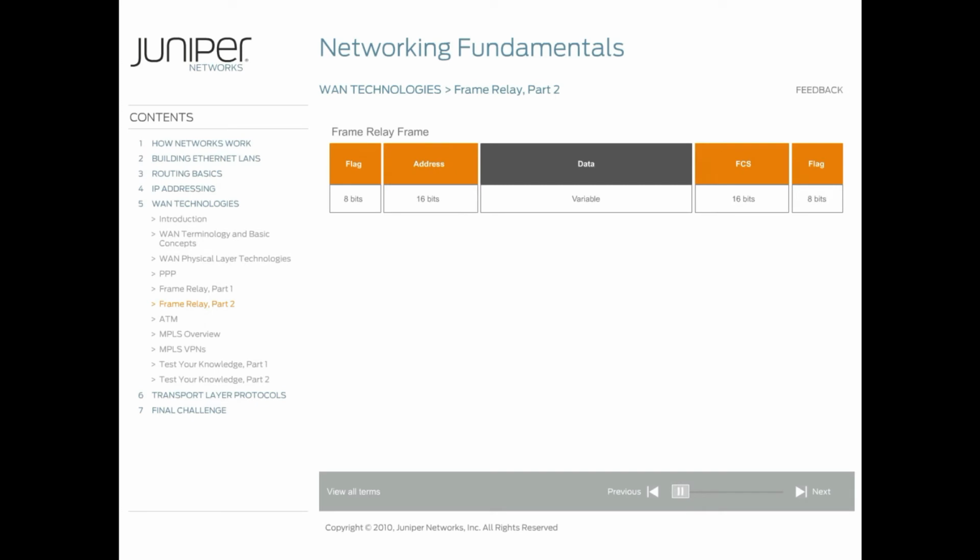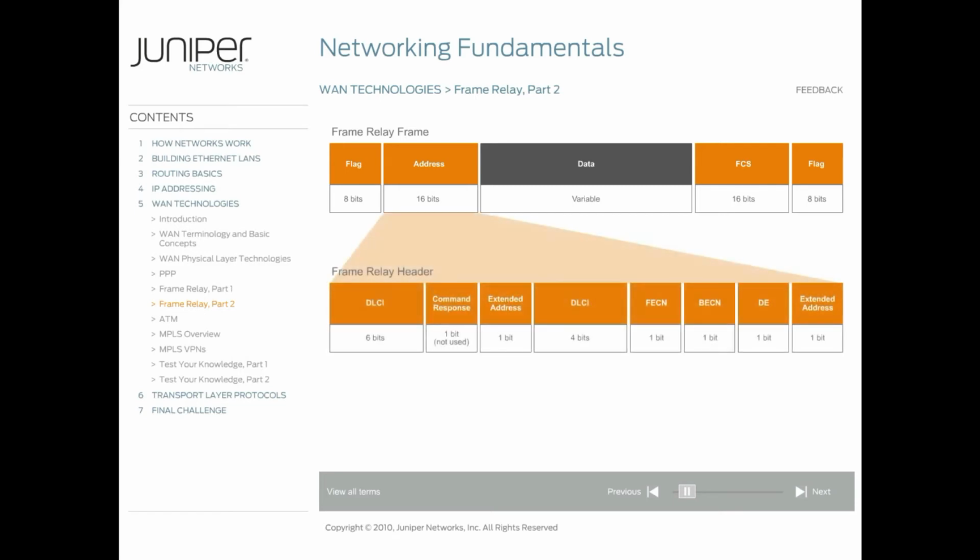Now let's take a look at the Frame Relay frame format to see where the DLCI is located. Here you see the Frame Relay frame, which is very similar to the PPP frame we saw earlier. It has the same 8-bit flag, indicating the start or end of the frame, as well as a 16-bit frame check sequence. The Frame Relay header is located in the 16-bit address field. The DLCI makes up the majority of the header. The DLCI is a 10-bit field with the first 6 bits in the first byte of the address and the last 4 bits in the second byte.